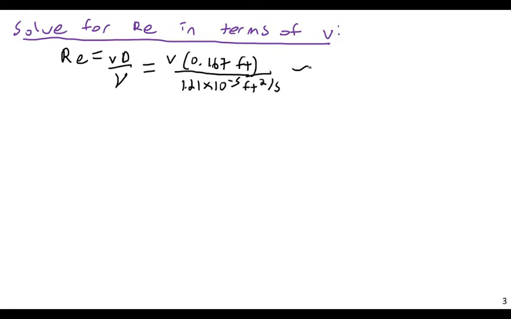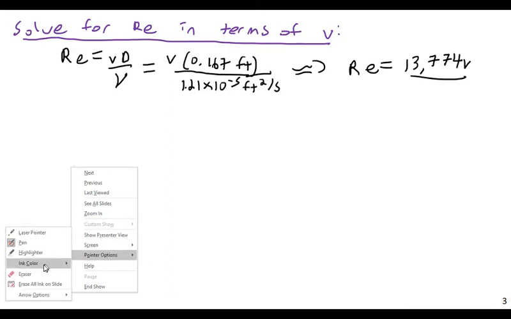From this, I can get an expression that says the Reynolds number is equal to 13,774 times V. All right, so let's continue.